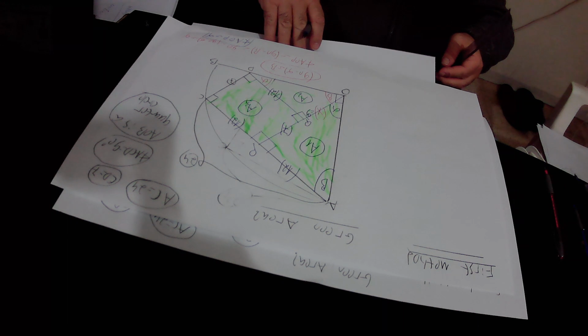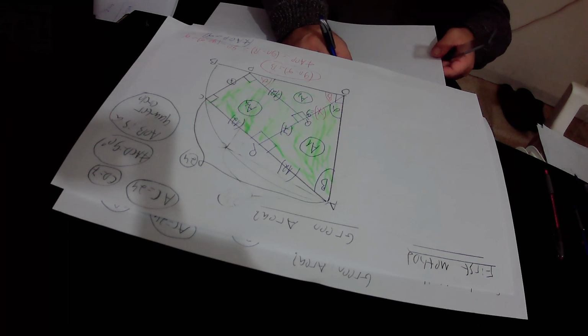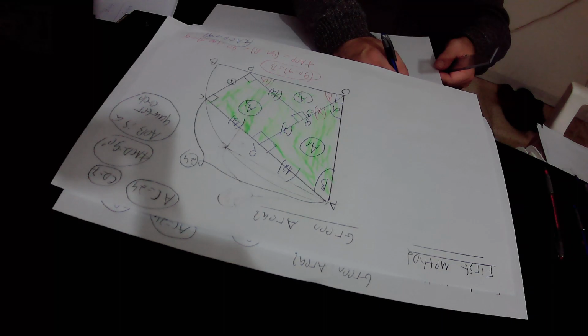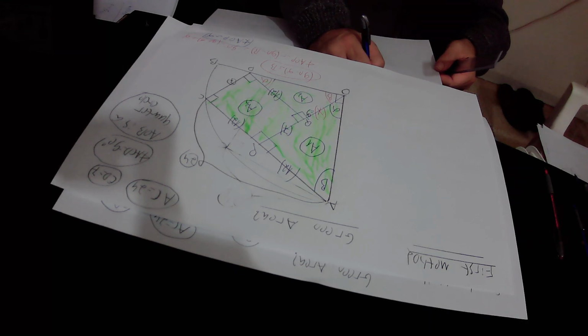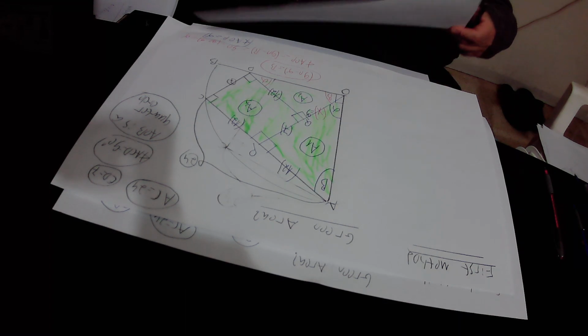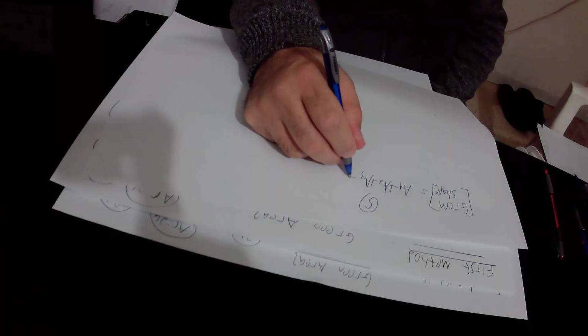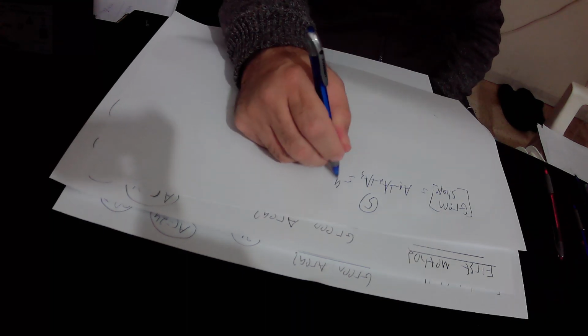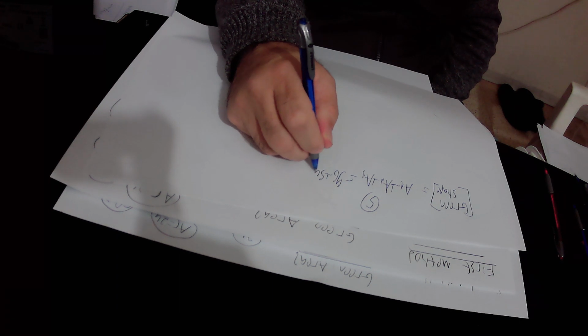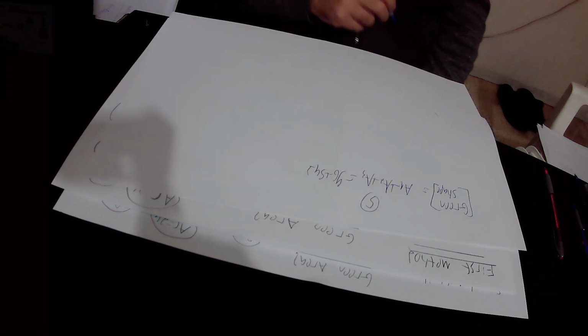I repeat again. In total, the area of the green shape equals A1 plus A2 plus A3. A1 equals 96, A2 equals 54, and A3 equals 84.